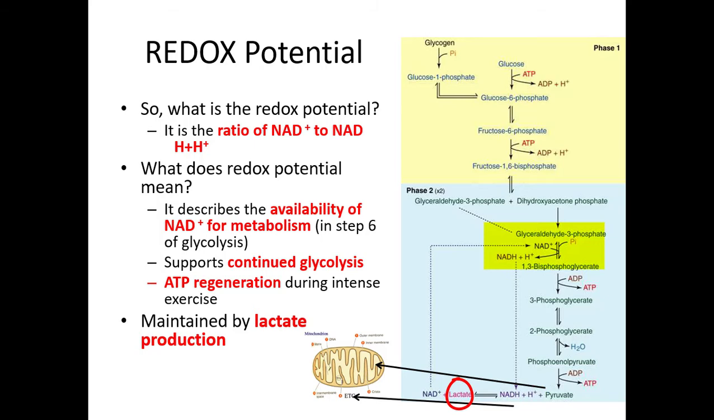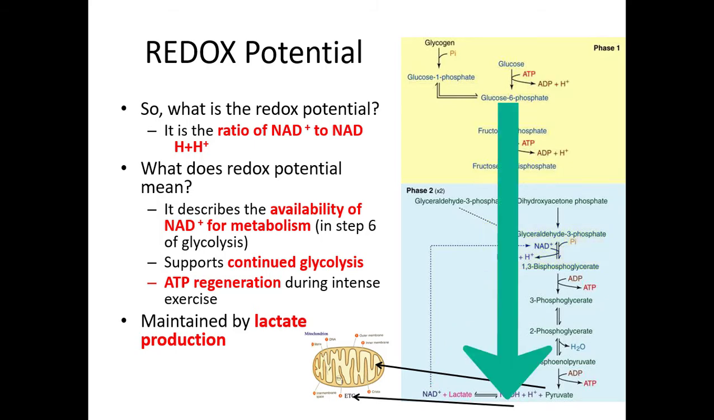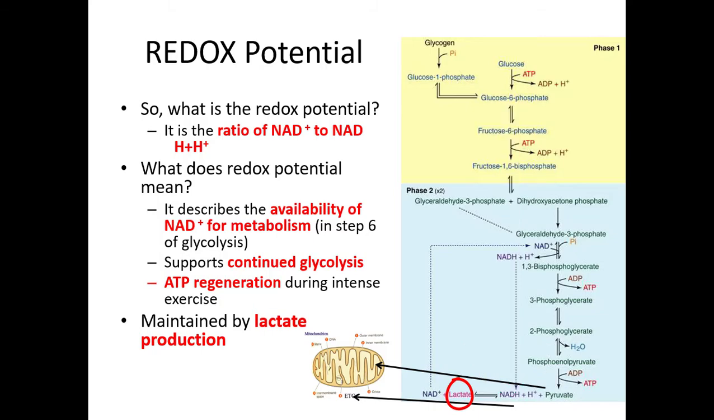Did you remember? During high intensity exercise, NAD plus goes back to step 6 to get more protons. So during high intensity exercise, glycolysis can continue by lactate production. Does it make sense? I'm just talking about during high intensity exercise.